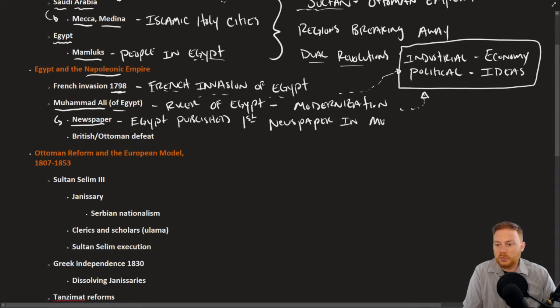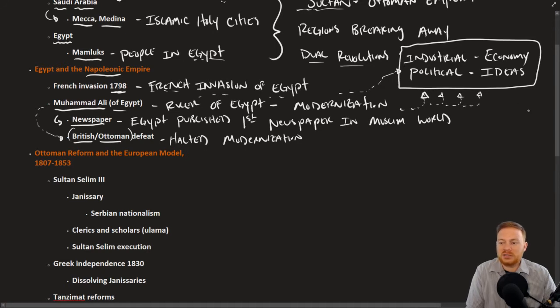And we'll just say the Muslim world. However, Muhammad Ali would find himself on the wrong side of a British and Ottoman war, and as a result of being defeated by a combined force of British and Ottoman troops, this really halted, or at least interrupted, modernization. So at least in the case of Egypt, there was an attempt to embrace these ideas a little bit more strongly, but in the end, Muhammad Ali was not as successful as maybe he would have liked to have been in the long run.